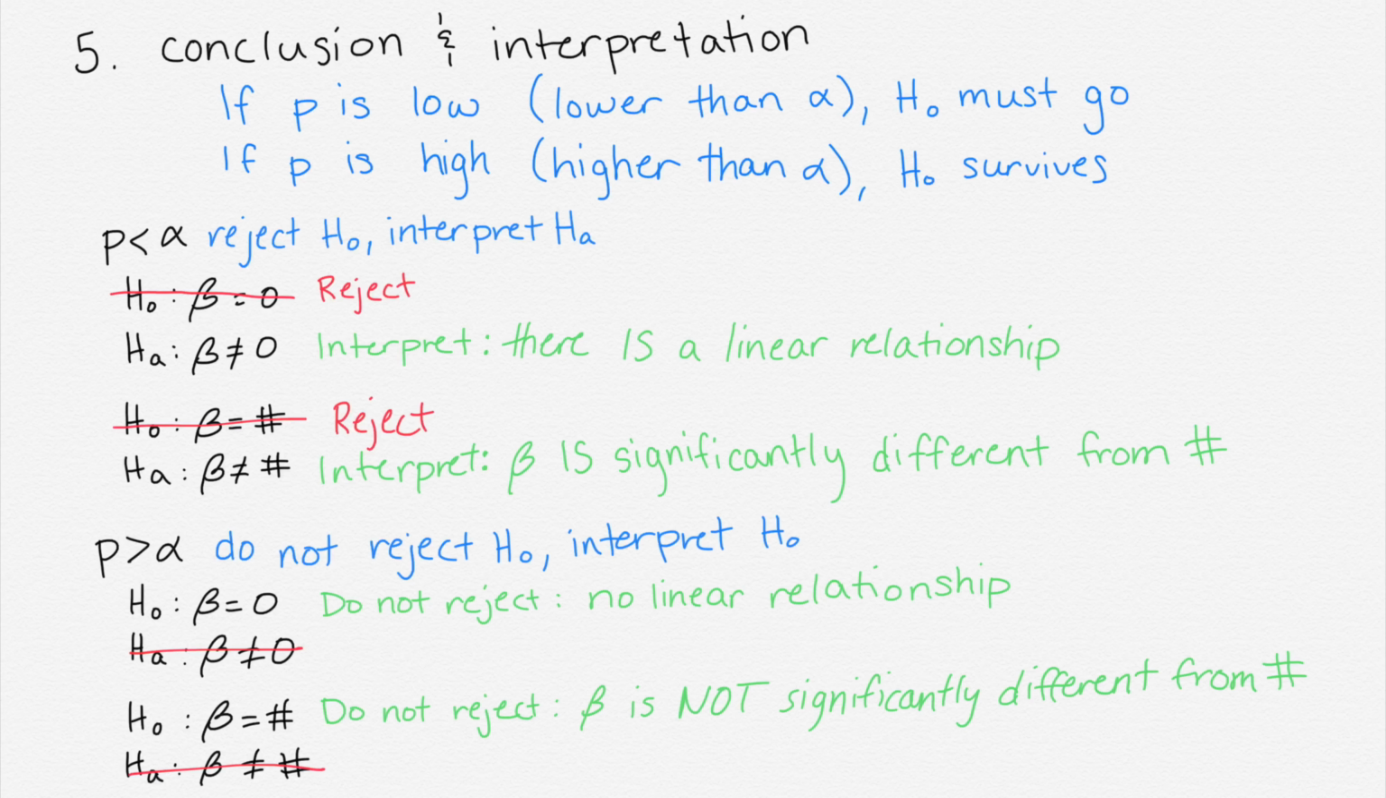But what's our actual interpretation? Well, if p is low and we reject the null, we would interpret the alternate. Depending on the hypothesis we decided on in step 1, this means that either there is a linear relationship if our test was for 0, or the true coefficient beta is significantly different from the number we assumed it to be. If p is high and H0 survives, we want to interpret H0, the null, which means that there isn't a linear relationship if we were testing for 0, or beta is not significantly different from the number that we assumed it to be.